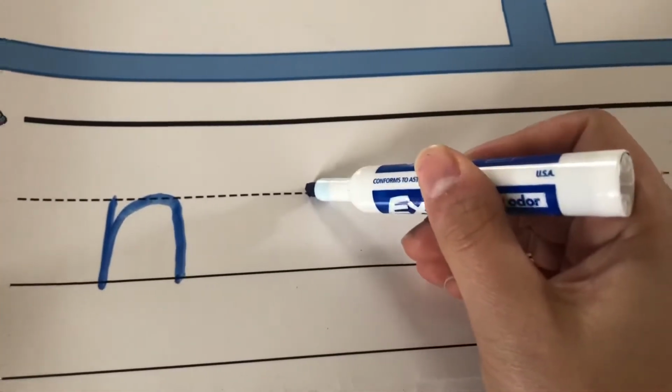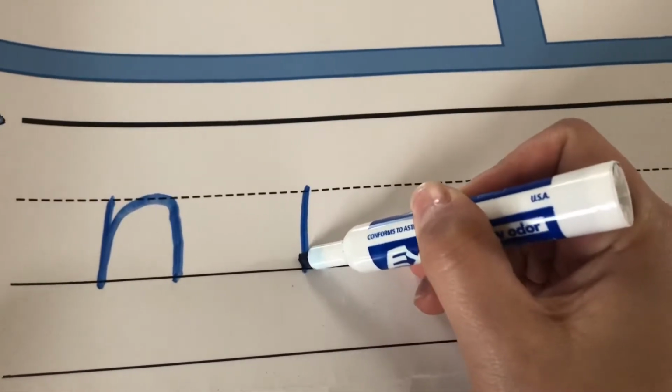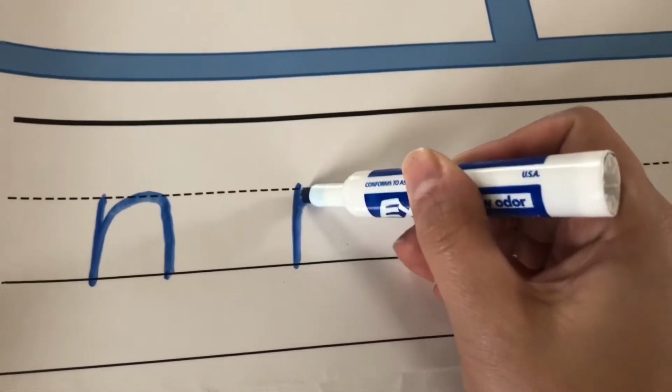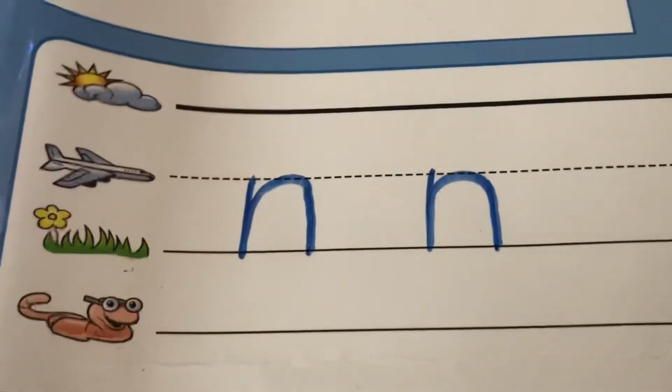All right, let's do that again. Starting at the plain line, going down to the grass line, trace back up to the plain line, make a hump, and go down to the grass line.